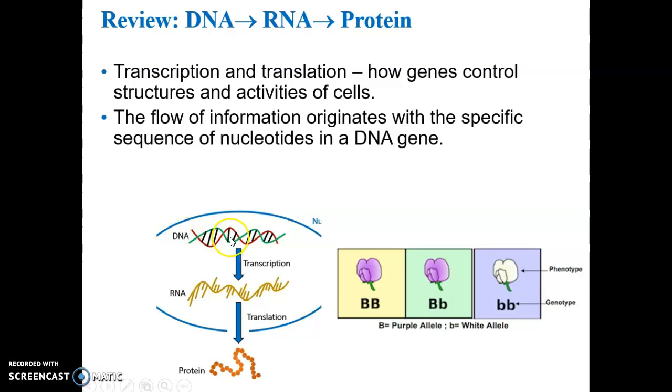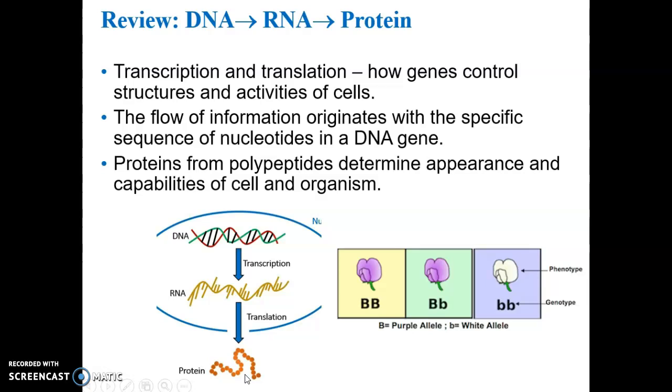On the entire DNA molecule, only a certain region of it, the gene/allele, gets expressed to produce the gene product, the protein. And then proteins that are the final product of the polypeptide, once it's modified, determines the appearance and capabilities of the cell or the organism, its phenotype.